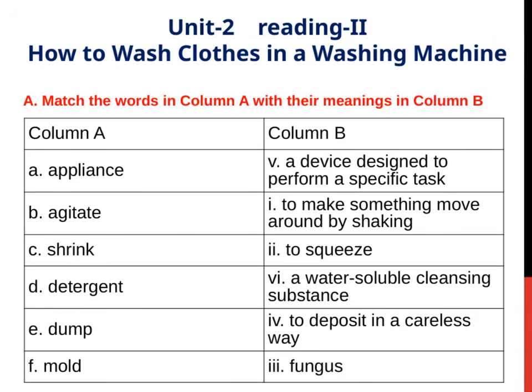On this slide, we're focusing on key vocabulary related to washing clothes in a machine. We have a list of terms in column A paired with their meanings in column B, and our task is to match them correctly. For example, an appliance is a device designed to perform a specific task, and agitate means to make something move around by shaking.